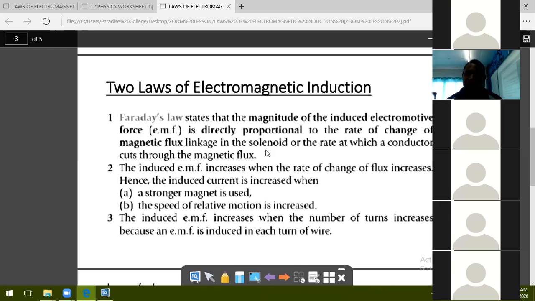The second point about Faraday's law is that the induced electromotive force increases when the rate of change also increases. That means that the induced current is increased when a strong magnetic field is used, or two, the speed of relative motion is increased. So increasing the relative motion also increases the induced current.